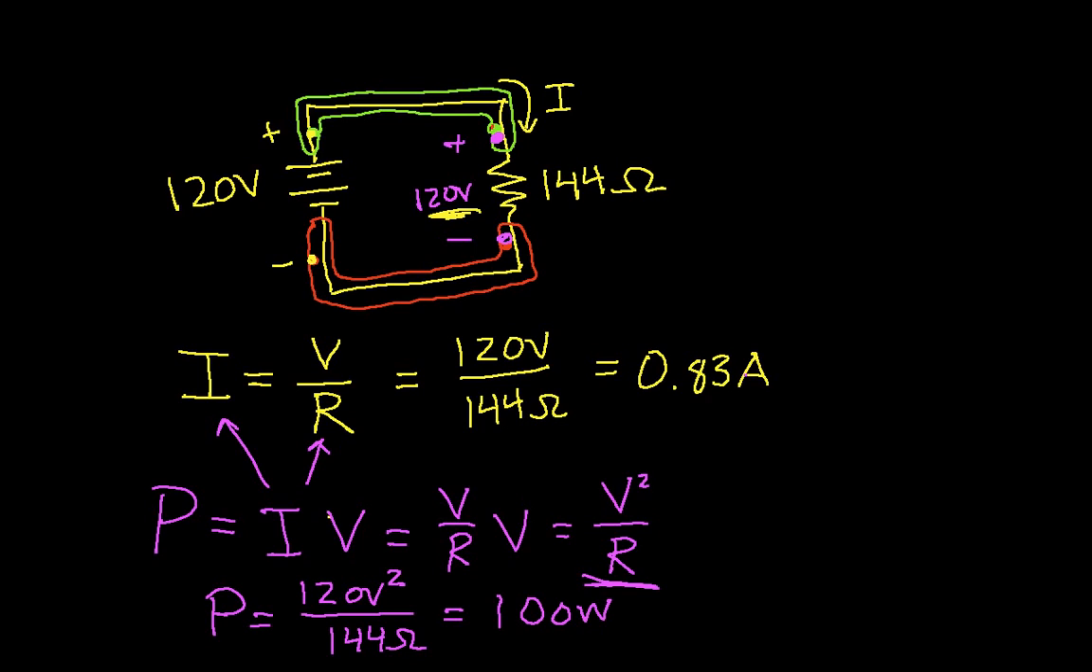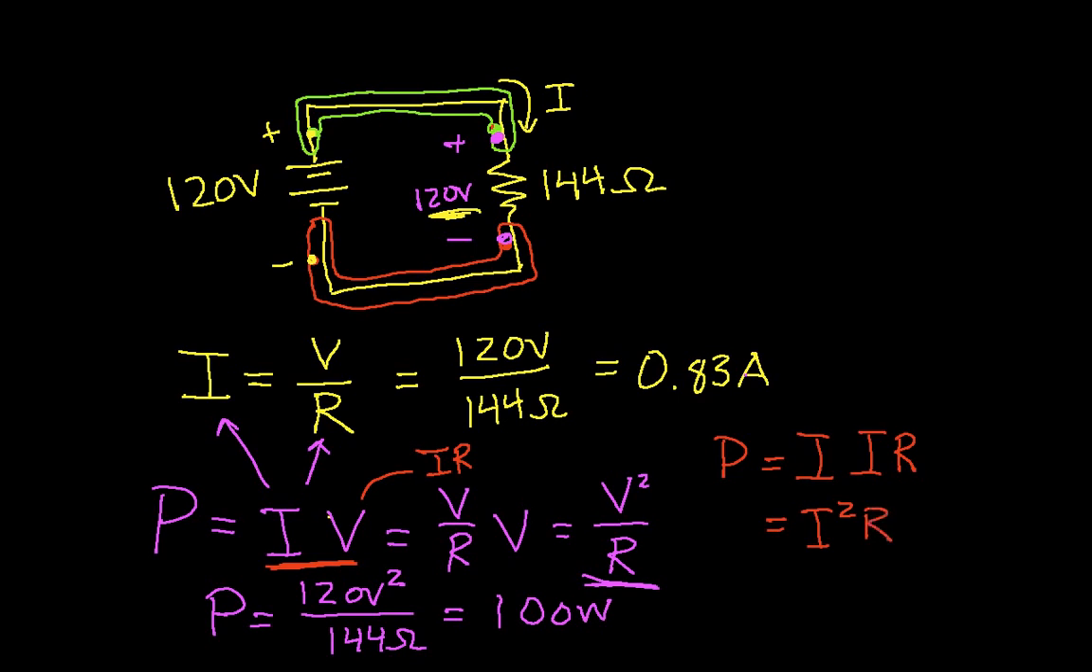I can also find power in terms of the current through the resistor. And I do that by starting with this expression, and rather than substituting in V over R for I, I can substitute in for V, I times R. So I have power is I times V, but for a resistor, V is I times R. So the power is I squared R.